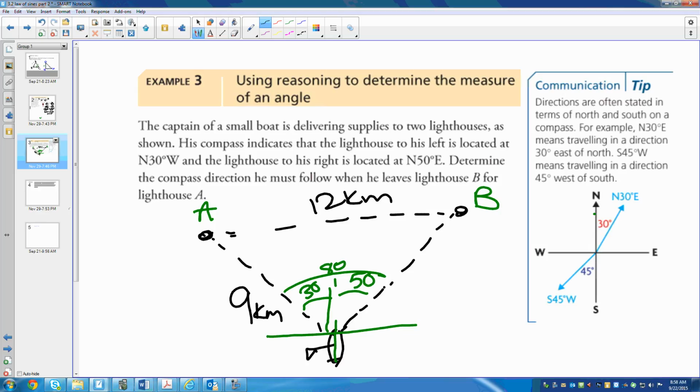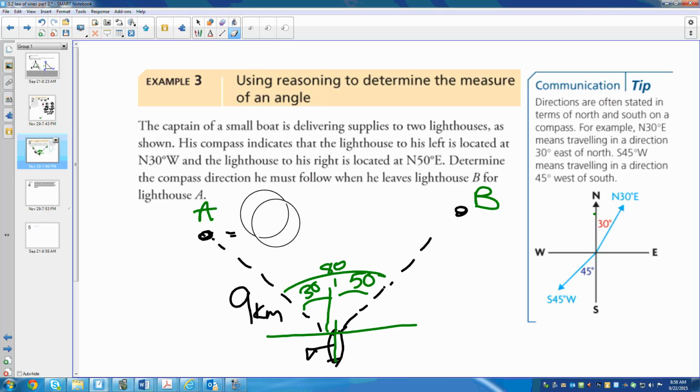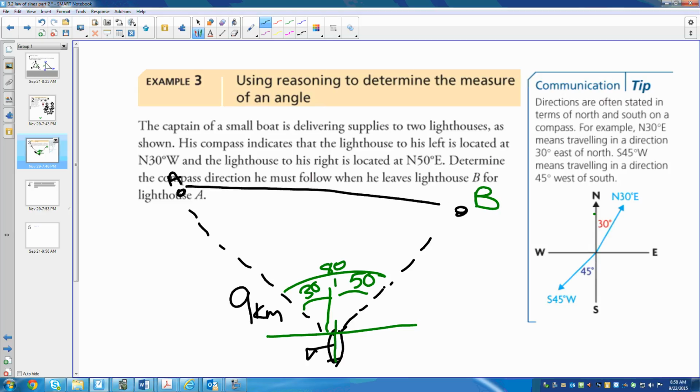Now, in the textbook, we're going to have to erase some of our diagram here. In the textbook, the diagram looks slightly different, and they actually gave the diagram. So we better draw the diagram properly. A is higher than B, but this is still 12 kilometers here. Okay.